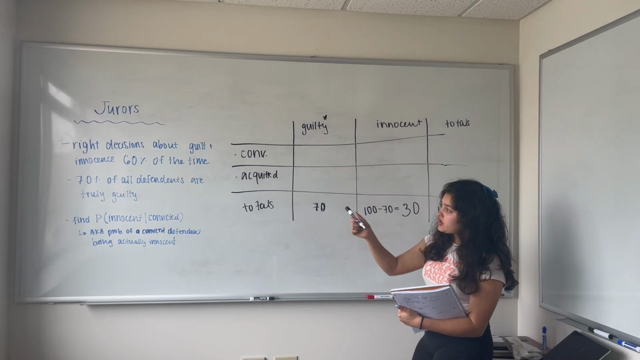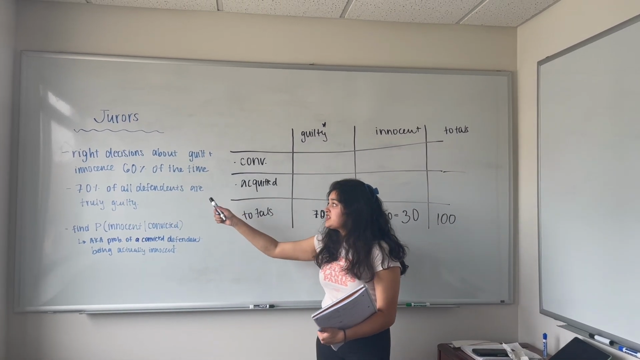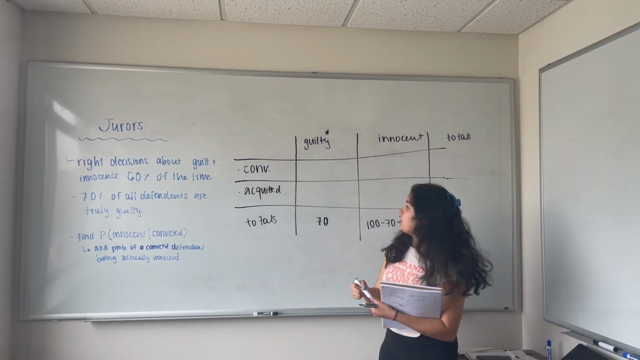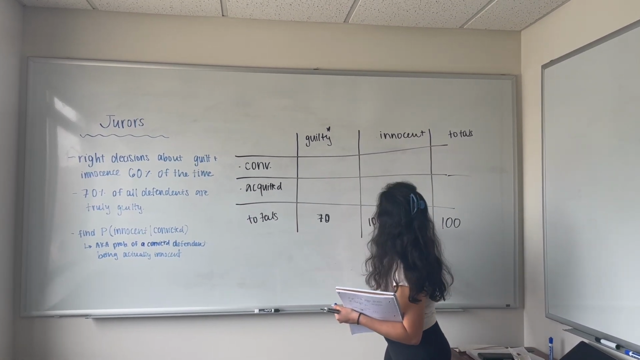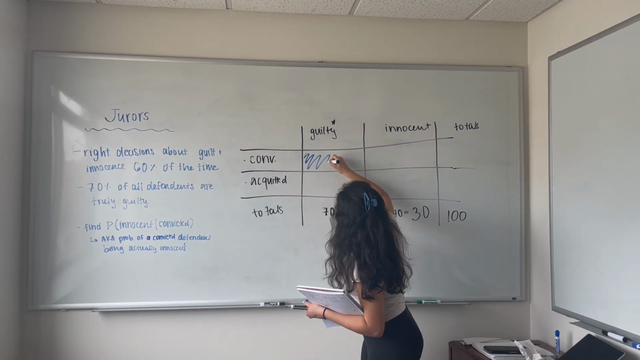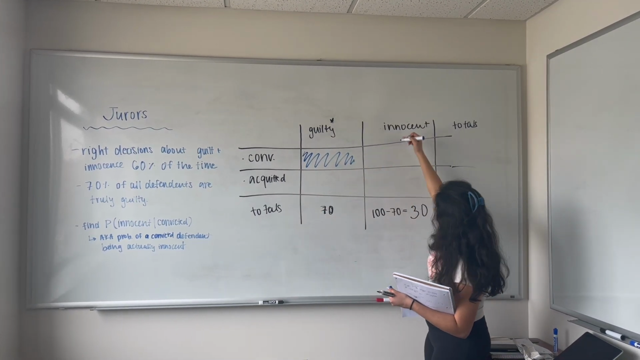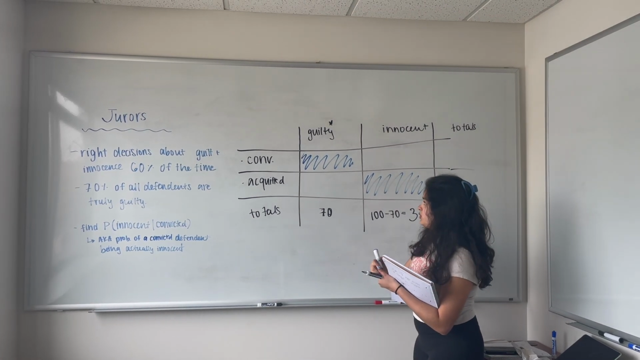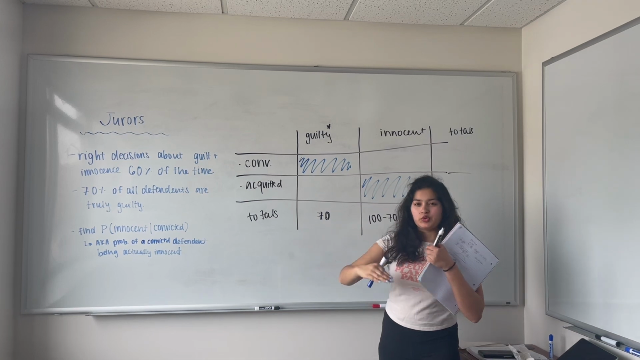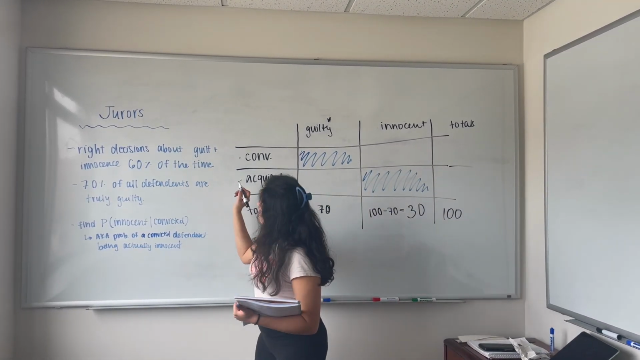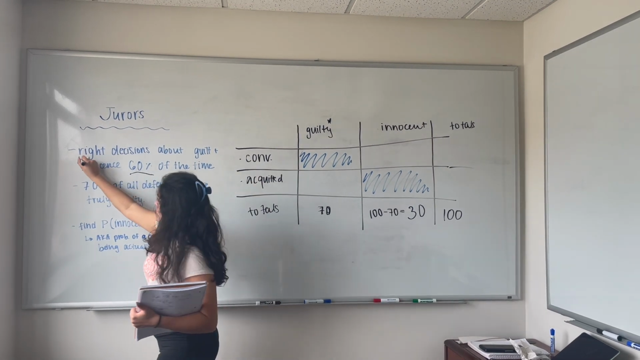So then from here we know that jurors are going to make the right decision about guilt and innocence 60% of the time. So I like to do a little shading of some sort. Technically, if you're guilty, you're going to be convicted. And if you're acquitted, you want to be innocent. So the blue is kind of like the true ones, if that makes sense, right? So if we know that they make the right decision, this is our right again.